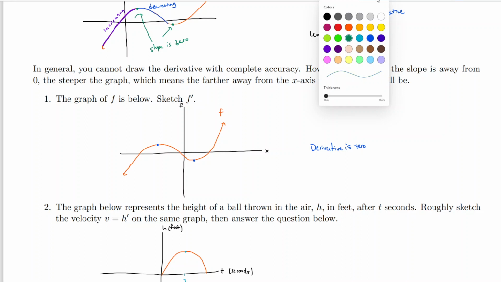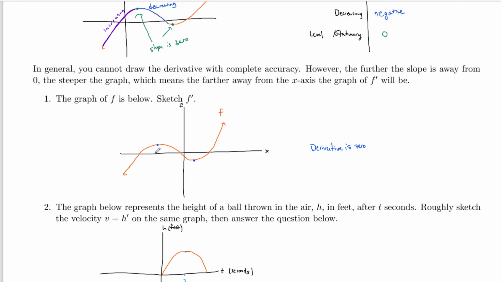What I'm going to do when I start sketching the derivative, I'm not going to just freehand it. I'm actually going to plot 2 points for the derivative. Being 0 means they're on the x-axis. Right, so directly below and above are 2 points on my derivative.